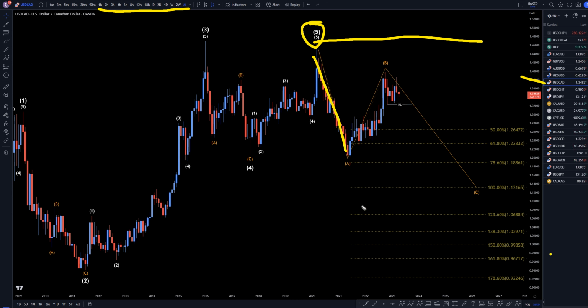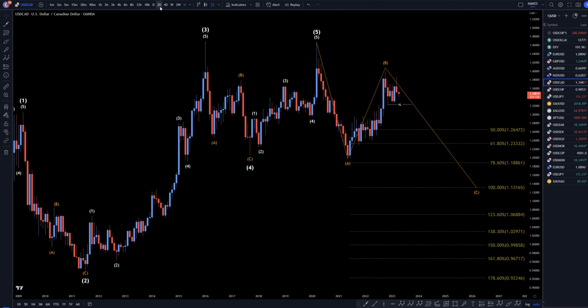I think this first move down is an A. I think this is 3 waves up for the B, and I believe that there's a very good likelihood this is going to go down to about the 100% Fibonacci extension to make a wave C. So if that's true, that means we have a long ways to go to the downside, but we are talking about the monthly, so it's going to take a very, very long time for that to play out.